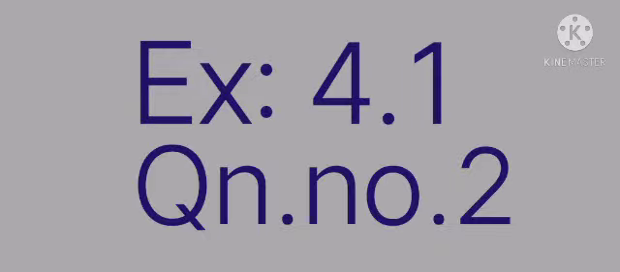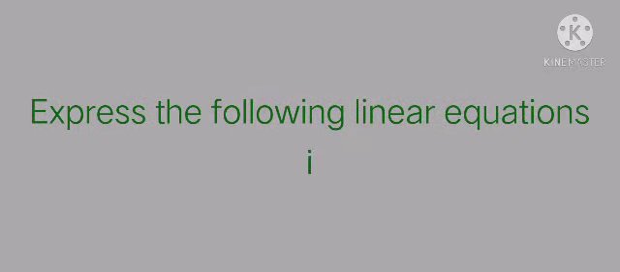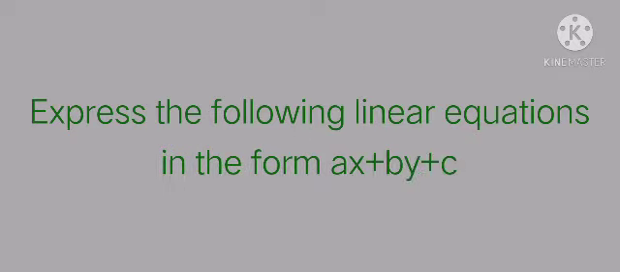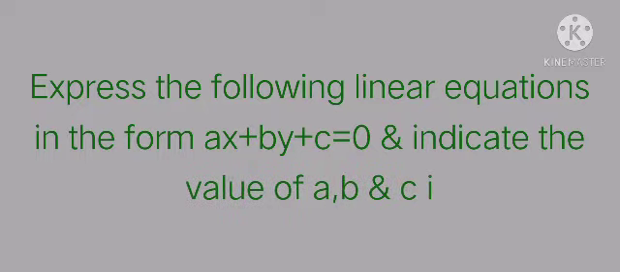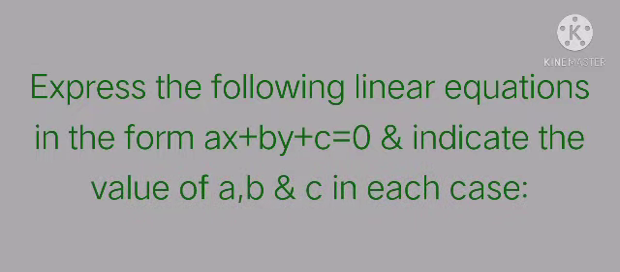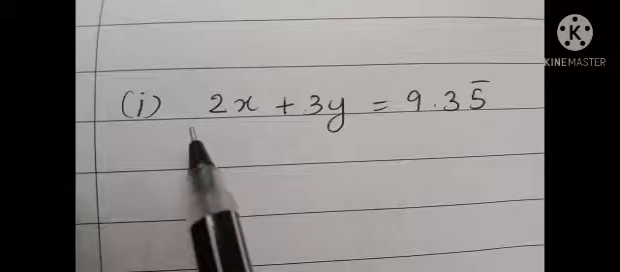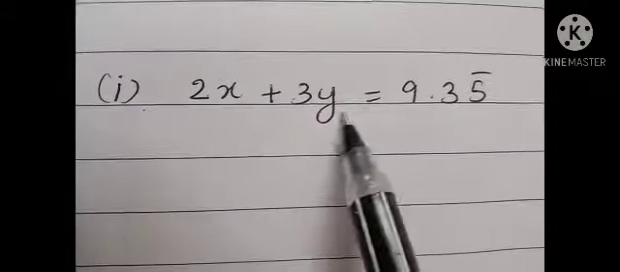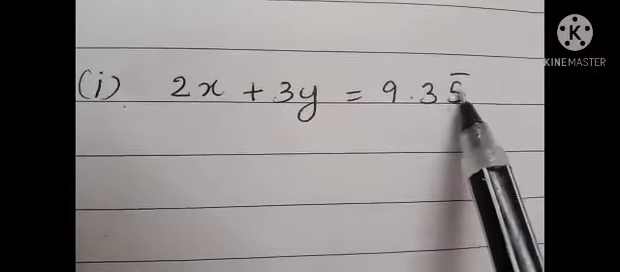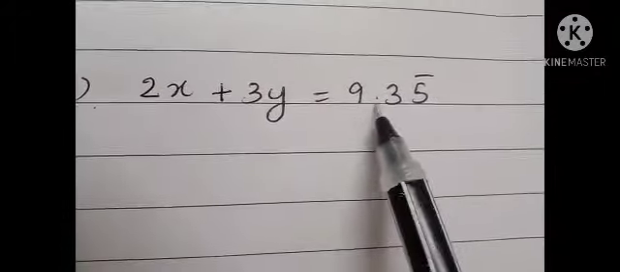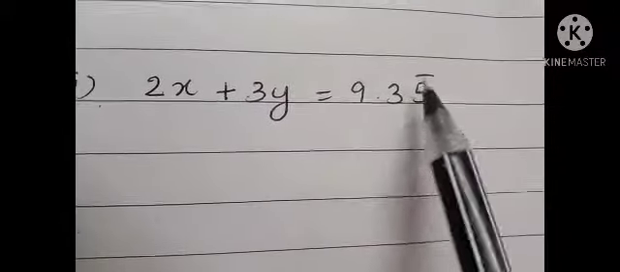Exercise 4.1, question number 2. Express the following linear equations in the form ax plus by plus c equals 0 and indicate the values of a, b and c in each case. There are 8 sub-questions, that we have to discuss now. The first sub-question is 2x plus 3y equals 9.35 bar. 35 bar means 5 is repeating. That means 9.35555 is the value.